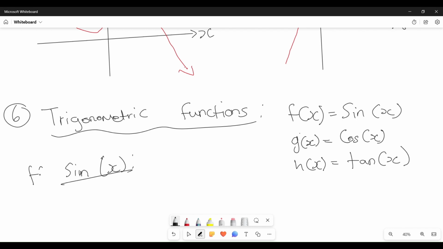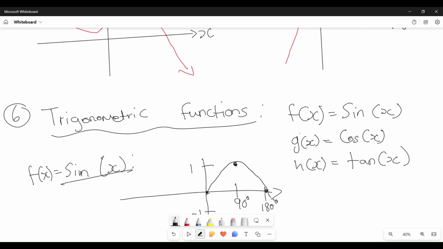So now we have a function of sine x. Remember that this will be 90, 180 degrees. So let's say this is 1 and negative 1. Now this is a function of sine of x.